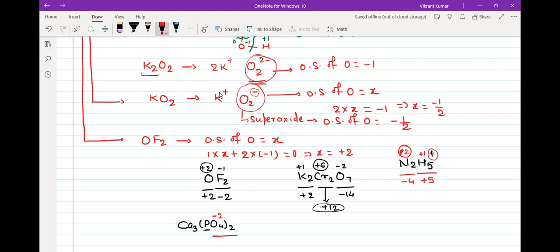No, +1. Okay, tell me the total of O. How many O do we have? It is 4. -8. No. How many O do we have? 4. Oh, it will be 8, sir. It is 8. Yes, so -16 is coming there. Ca is +2, so the total is +6. So here -6.